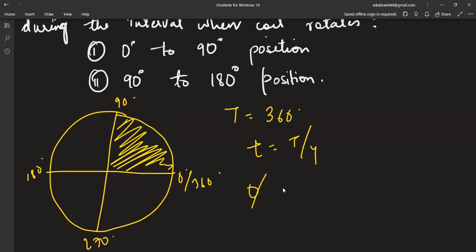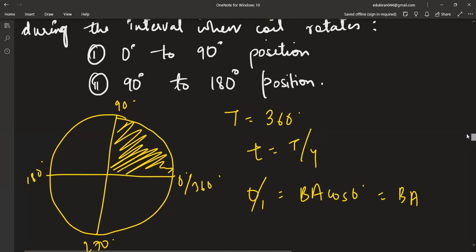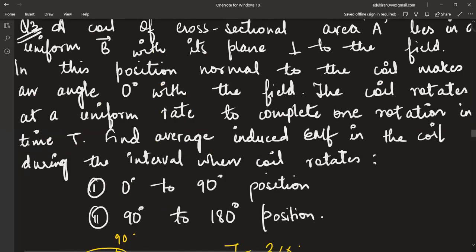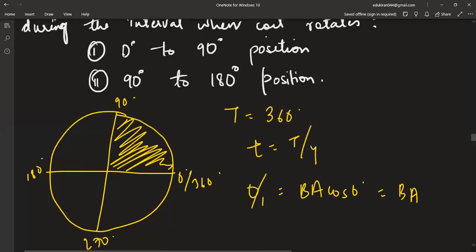See, initial flux, if you calculate BA cos 0 degree, which is equal to BA. Secondly, it is saying the normal to the coil makes an angle 0 degree. The first angle which is given to you here is 0 degree. The second angle that is given to you is 90 degree. So phi 2 is BA cos 90 degree. Cos 90 is 0, so this is 0.